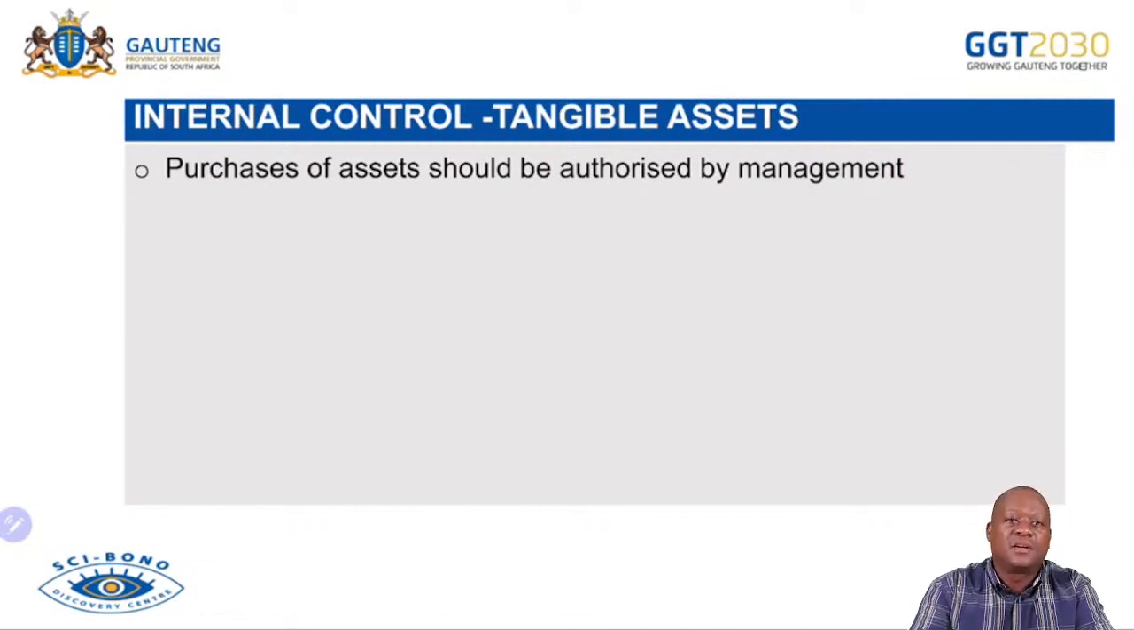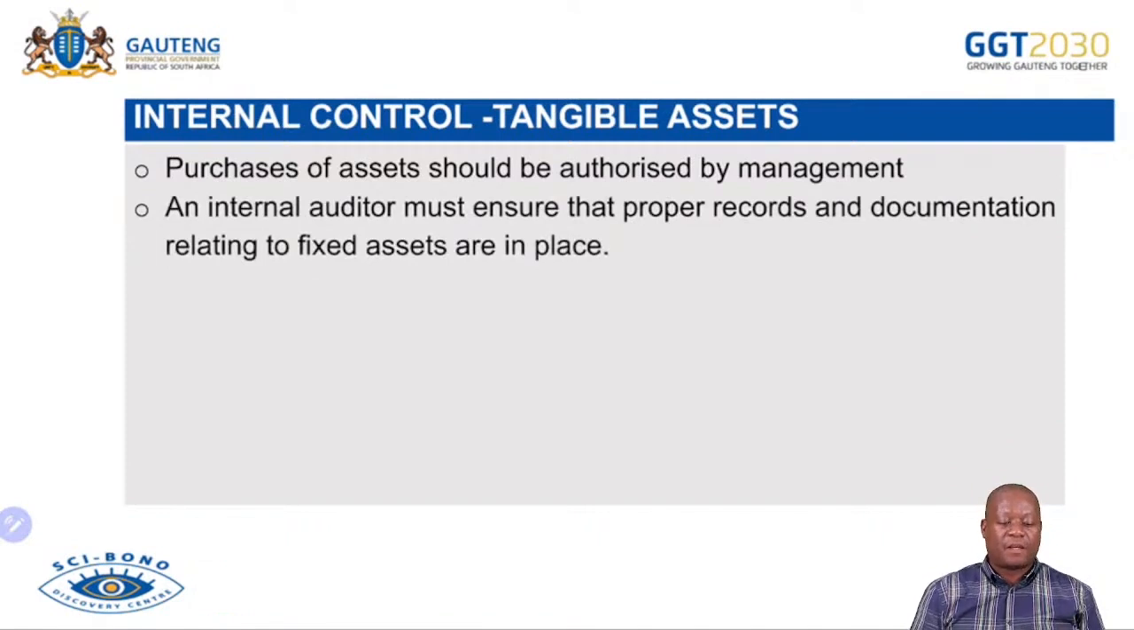Think of a business where everyone just decides, I am going to buy a new laptop, I'm going to buy a new vehicle, I'm going to buy new equipment because I saw it and it looks nice. There is need for a line of authorization, so that we know who authorizes the purchasing of such equipment whenever a business is operating. Proper authorization. And then two, an internal auditor must ensure that proper records and documentation relating to fixed assets are in place. Which document comes to mind?